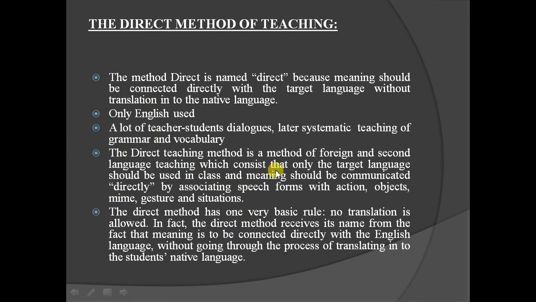The direct teaching method is a method of foreign and second language teaching, which consists in the idea that only the target language should be used in the class, and meaning should be communicated directly by associating speech forms with actions, objects, gestures, mime, and situations. Mime means gesture or your facial expressions. So, in the direct teaching method, we use the target language for actual communication inside the class.